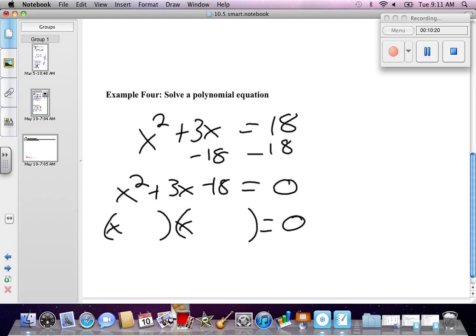Again, if you do not have your multiplication facts memorized, please make sure you get a multiplication chart or open your agenda. There's one in there.